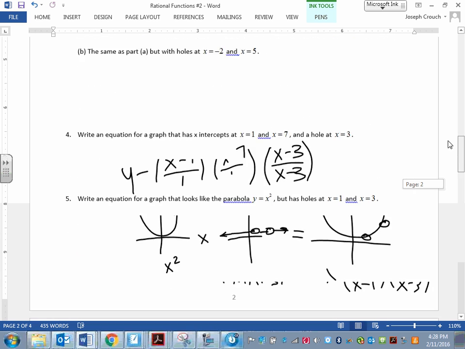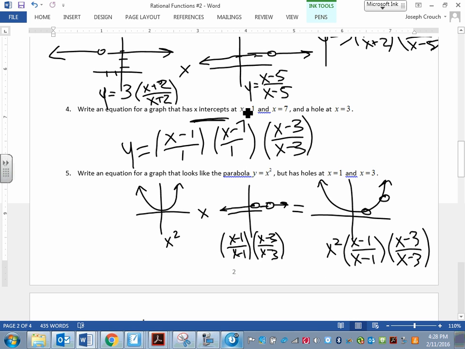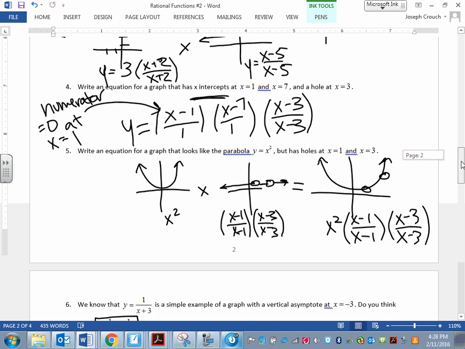So that's why, if I scroll back up here, when I was trying to find an x-intercept, look at this. The x-intercept is there because the numerator equals 0 at x equals what? When x is 1, I get the numerator to be 0. So that will give me an x-intercept at 1. That's why, when we're doing the x-intercepts, we just put something in the numerator that we want to be 0 to cause an x-intercept.